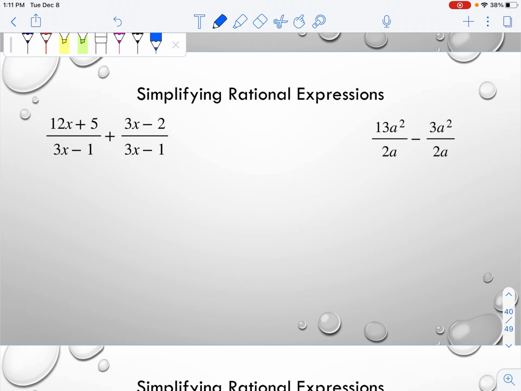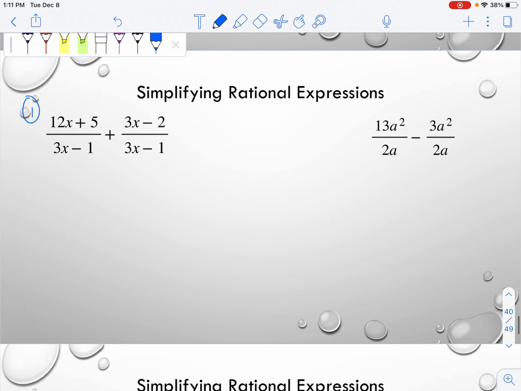So here, the first question. We have common denominators already. So what we're going to do is keep the denominator the same and then simply combine the numerator. So 12x and 3x is 15x. And then we have 5 and a negative 2, which is a positive 3 over 3x minus 1. Now, some people would just circle that box and move on. We have to make sure everything is fully simplified.